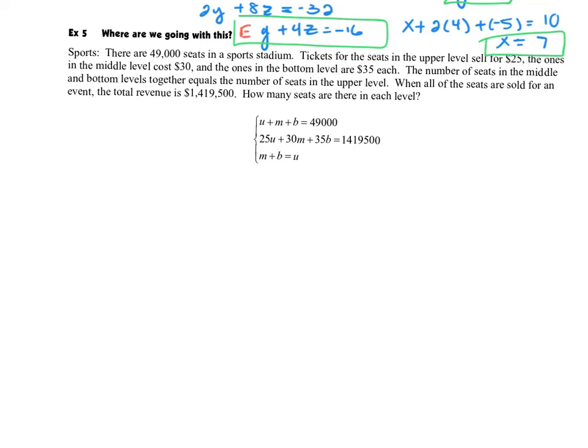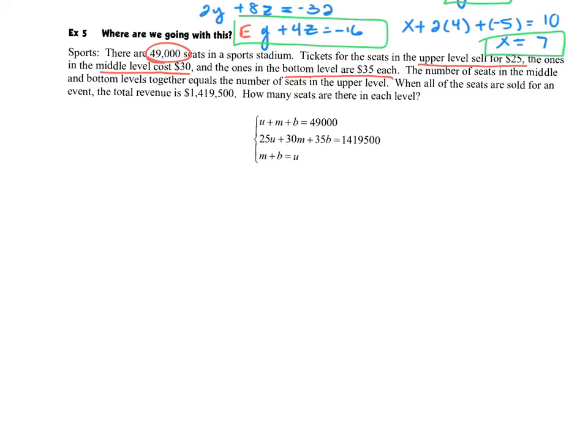So first thing we want to look at is, as we read this, what we're looking for are what I call the totals. So for example, we have 49,000 seats. As I'm reading through this, it says that the tickets for the seats in the upper level are $25, so it's going to give us some information there. Upper level seats are $25. Middle level seats are $30. Bottom level seats are $35.